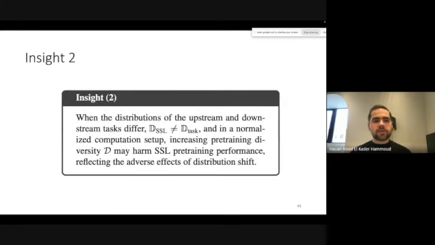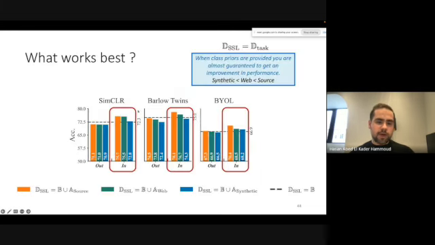Okay, and this brings us to the second insight. The second insight is basically when the distributions of the upstream and downstream tasks differ. So your D_SSL and D_task are different, and you are in a computationally budgeted setup where you have a fixed compute. Increasing your pre-training diversity may harm your SSL pre-training performance. As we observed, out of distribution almost always hurt the performance. And this means you cannot simply go ahead and say, oh, I'll just go collect samples, throw compute, and improve performance. This is not true.